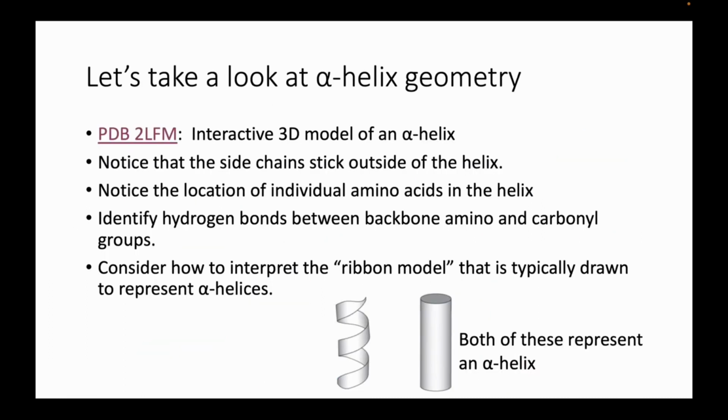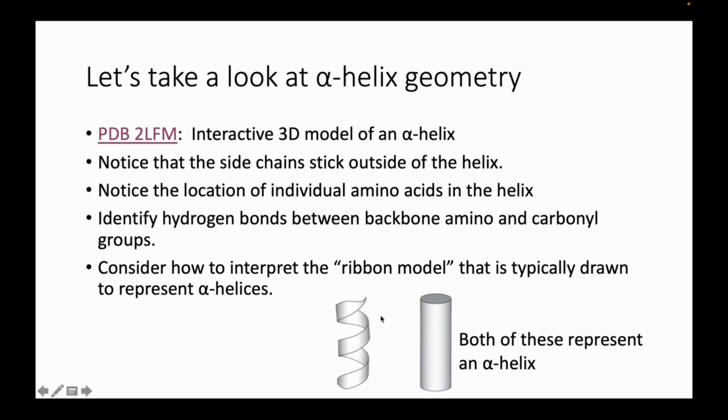I think the best way to really understand the structure of the alpha helix is to be able to play with that structure in 3 dimensions. So we're going to do that in just a second. Some of the things I want you to keep an eye out for. One, from the structure, notice that the side chains stick outside of the helix. Notice the location of individual amino acids in the helix. See if you can identify hydrogen bonds between the backbone amino and carboxyl groups. Sorry, I should say carbonyl groups. And consider how to interpret the ribbon model that is typically drawn.